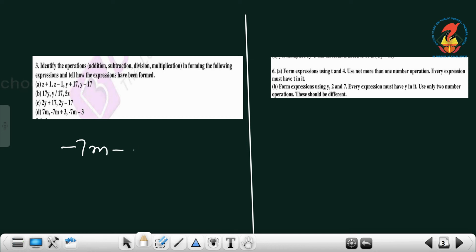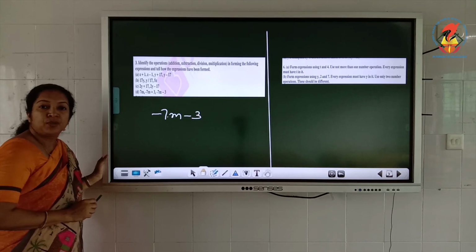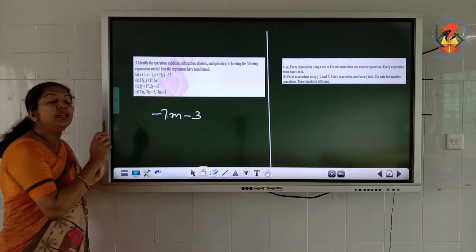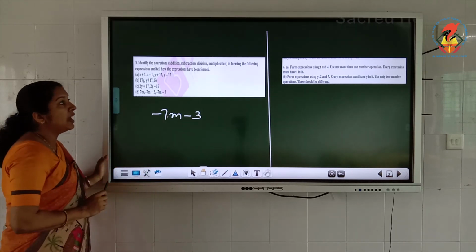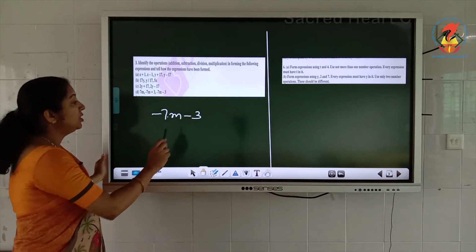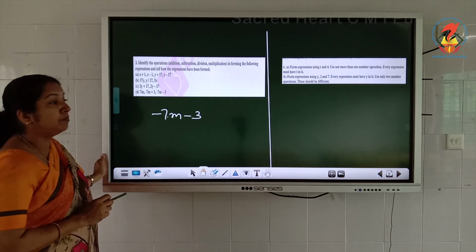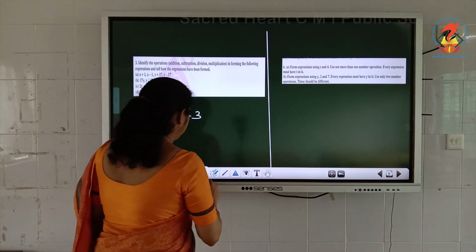Minus 7m minus 3. Operations are multiplication and subtraction. So how can you write? 3 is subtracted from the product of minus 7 and m.